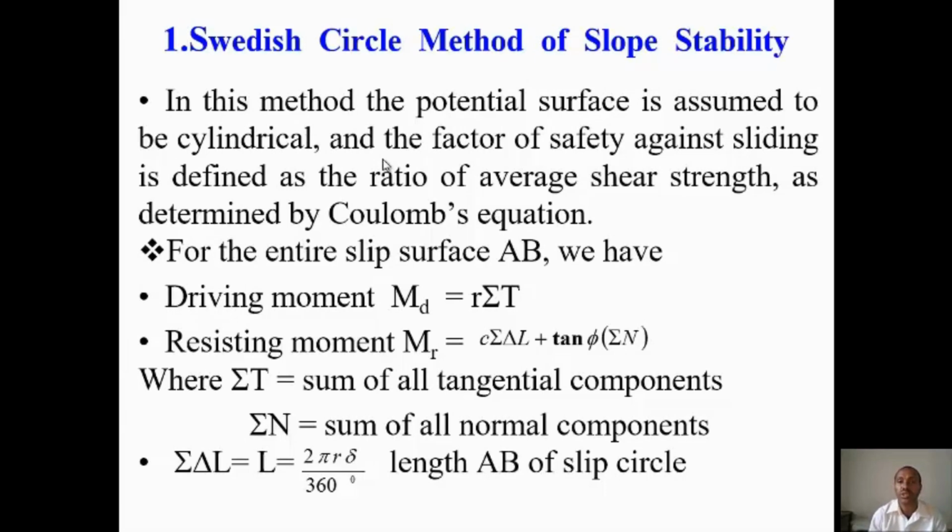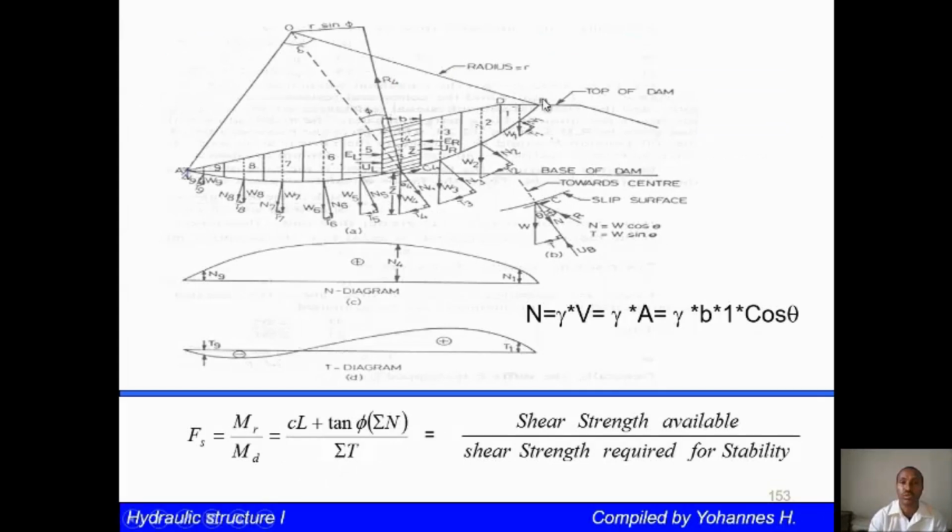In this method, the potential slip surface is assumed to be cylindrical, and the factor of safety against sliding is defined as the ratio of the average shear strength on that portion, as determined by the Coulomb equation. So for the entire slip arc AB, we have driving moment and resisting moment. Let me show you. I will come back. So this is the slope. You have the arc length and radius. This is assumed to be a cylindrical portion. So you have base width B and height. Then you have area. So we will see.